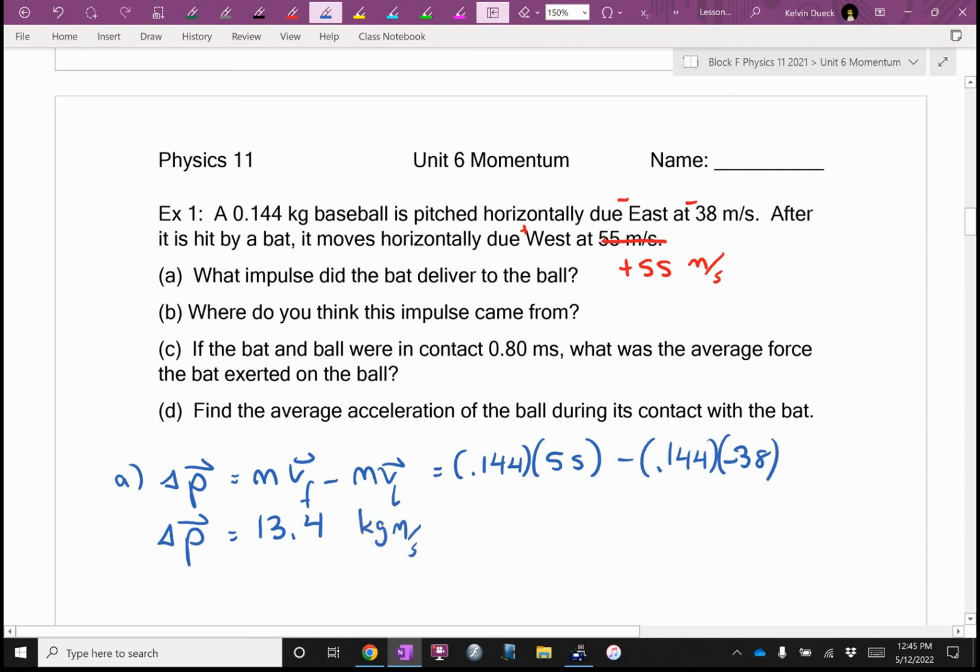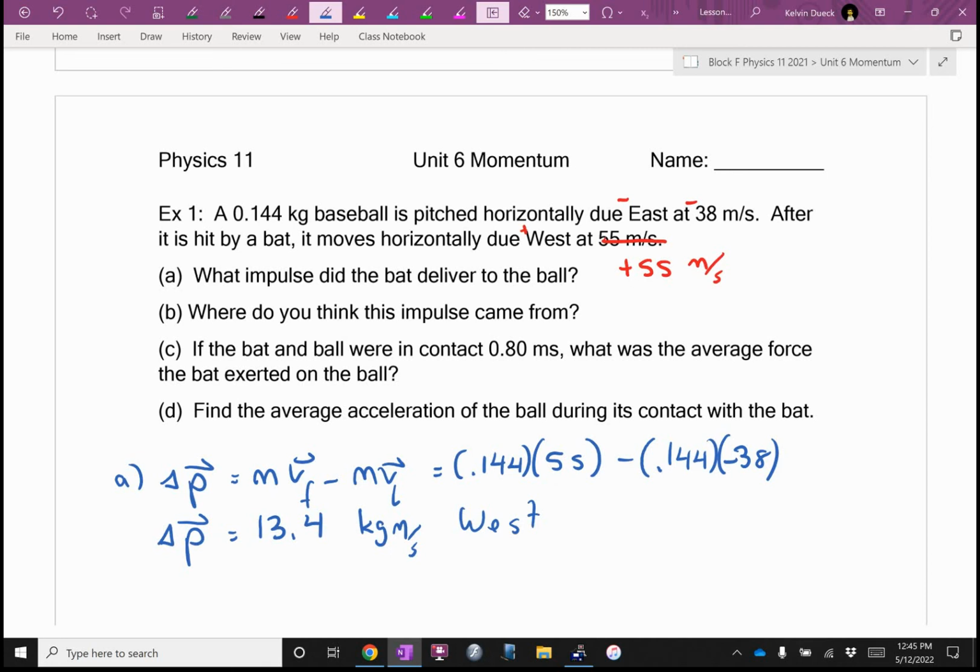Direction. Which way did you say was positive? Now, if, Braden, you had decided to let east be positive and west be negative, you would have got negative 13.4 kilogram meters per second, and you would have said negative is west. We all would have ended up in the same place. So it doesn't matter which way you let be positive, which way you let be negative, as long as once you decide, stay consistent through the whole question. Eric, is that okay? Okay.